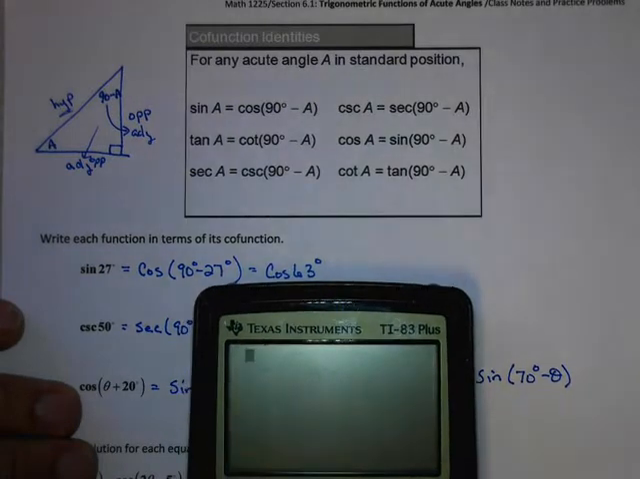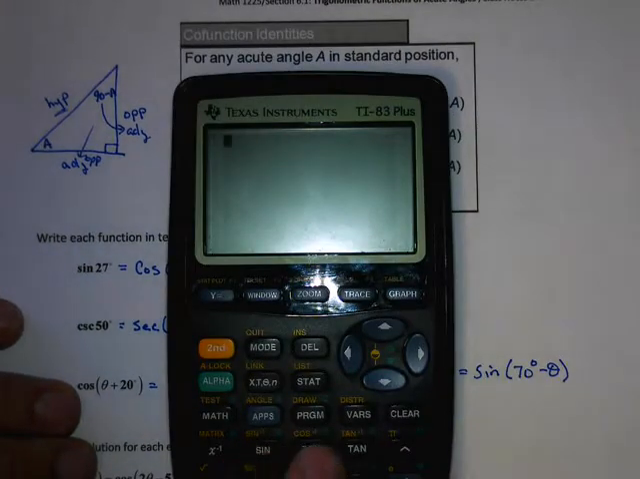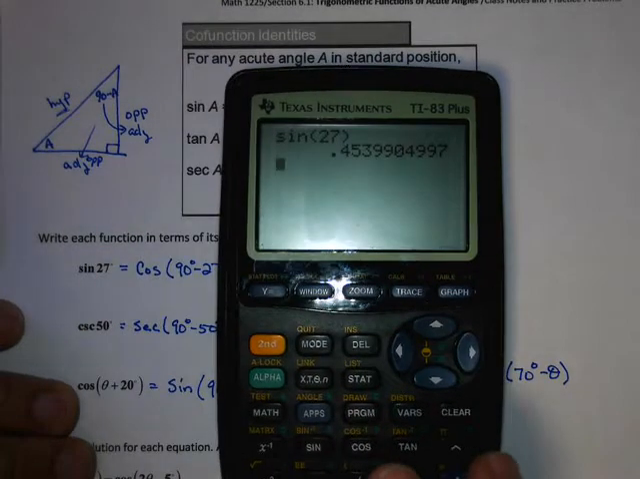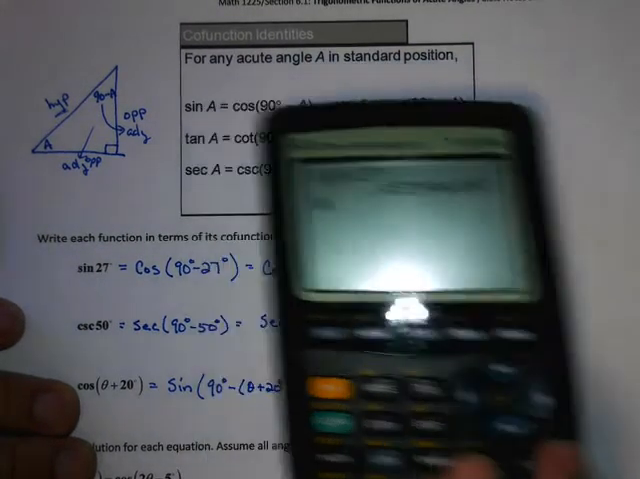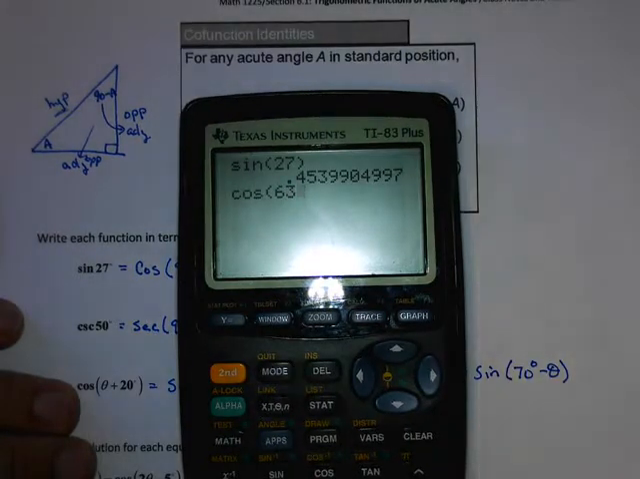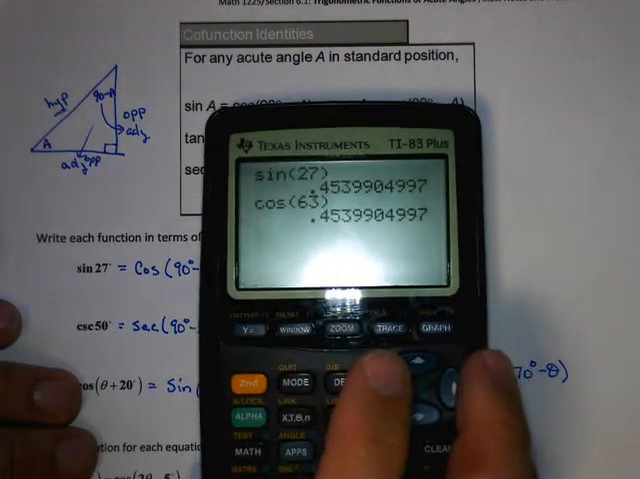So we're going to plug these in now. There are 3 buttons here: sine, cosine, tangent. If I want the sine of 27 degrees, remember my mode is degrees, so I can go find that value, sine 27. And now if I find cosine of 63, what these cofunctions are saying is those are going to be the same value. Now you have to be careful when you put cosecant in.